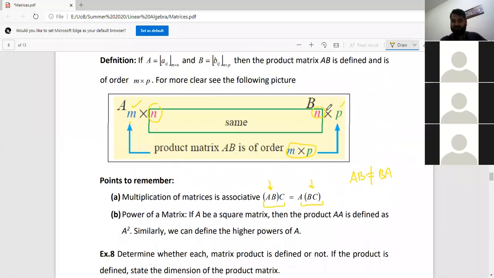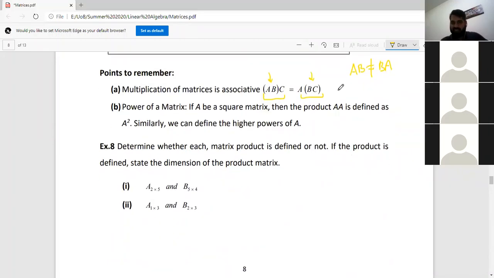You see, if this P is not the same as A, what is your A? A is M by N. Now, if the number of columns and the number of rows in the second matrix are not the same, you cannot multiply B with A. Okay, so remember, AB is not equal to BA in general.